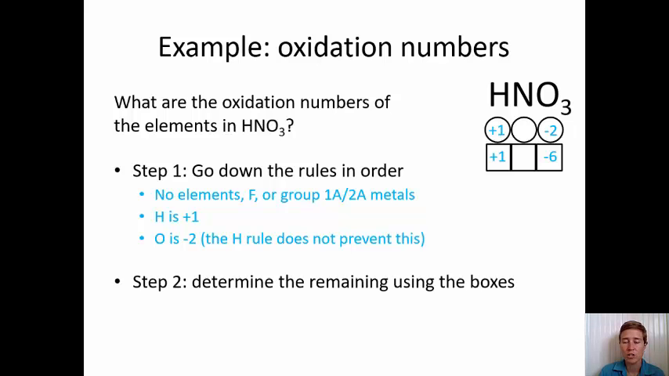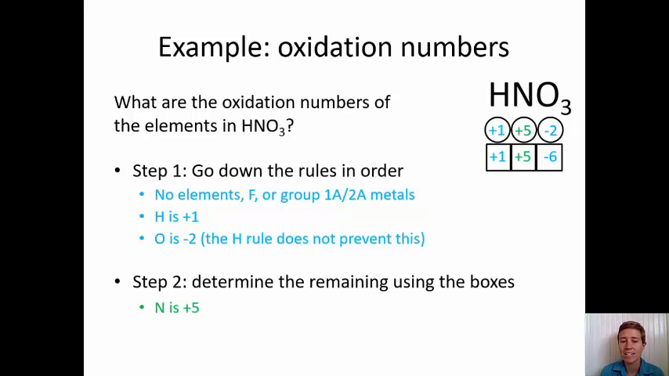Step 3 is then determining the remaining. There should only be one thing. Okay, if there's more than one, well, what are we going to do? But there should only be one thing that does not fit into the rules. So that the sum of the boxes has to equal 0 because the charge on nitric acid is 0. So that has to be plus 5. There's only one nitrogen, so that has to be plus 5. So the oxidation state of nitrogen is plus 5.